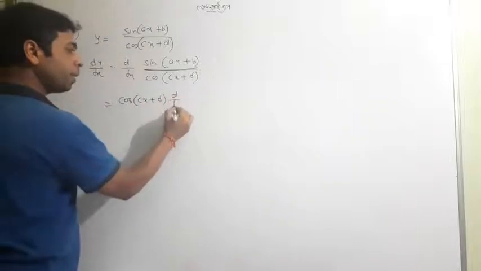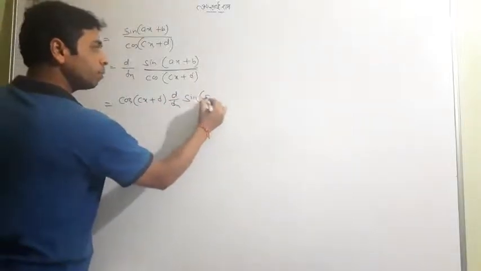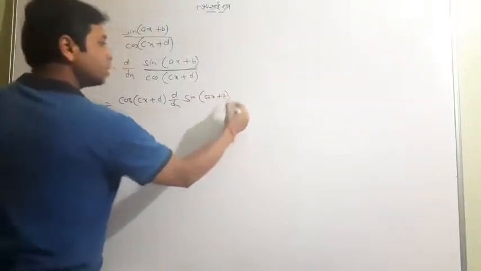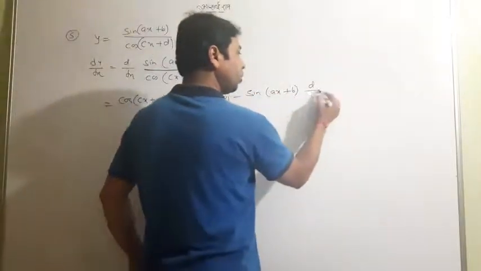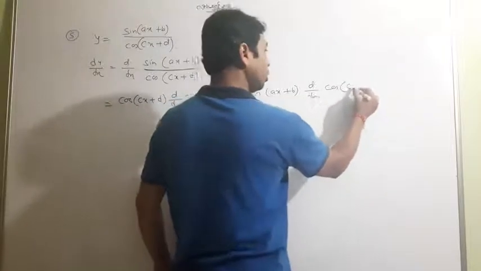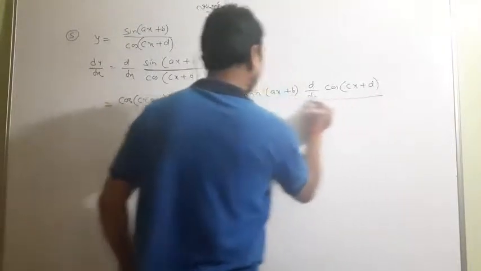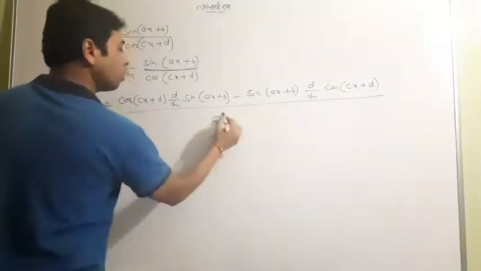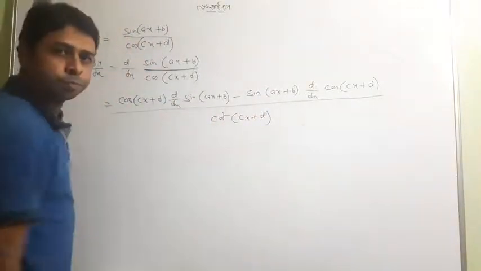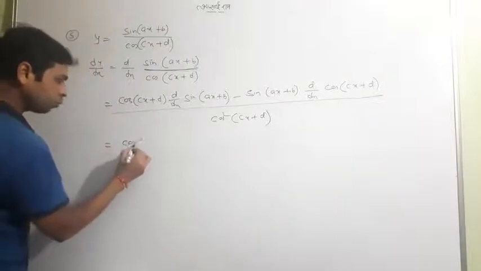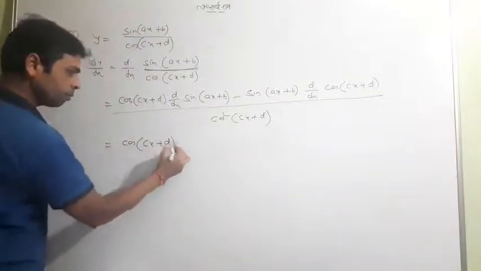Denominator as it is, d by dx of numerator, sine, minus numerator as it is, differentiation of denominator side, and whole upon square of the denominator, which is this one. Now what to do next? Hope you can understand.